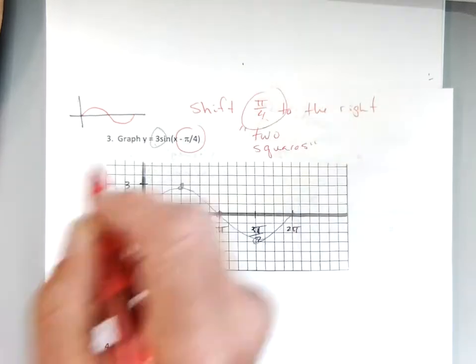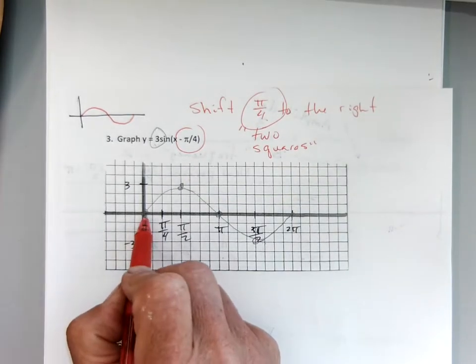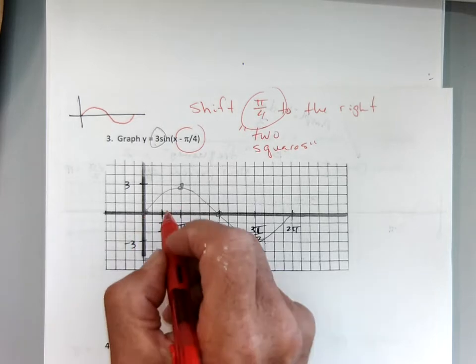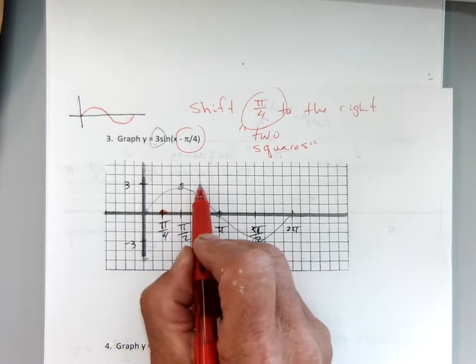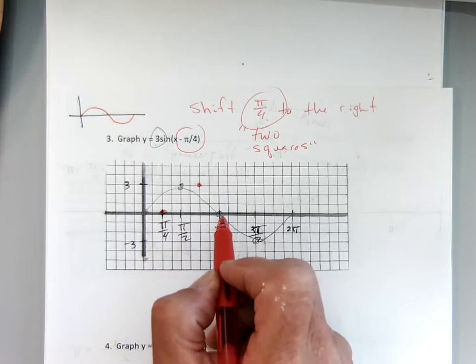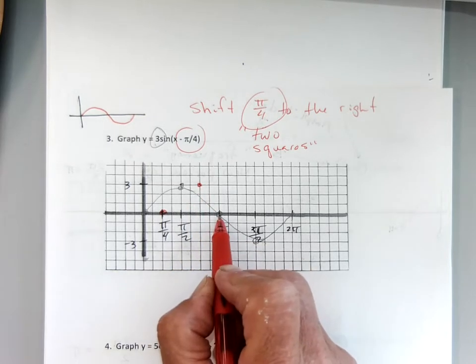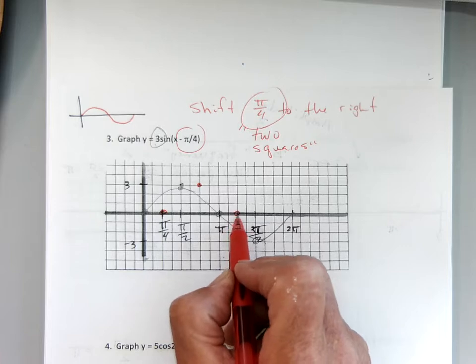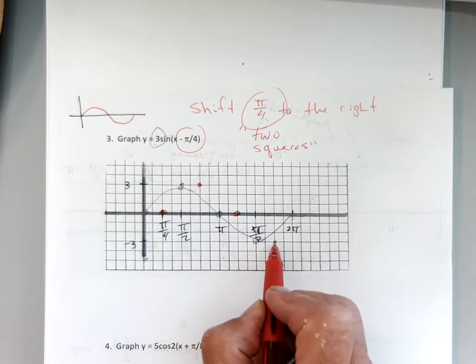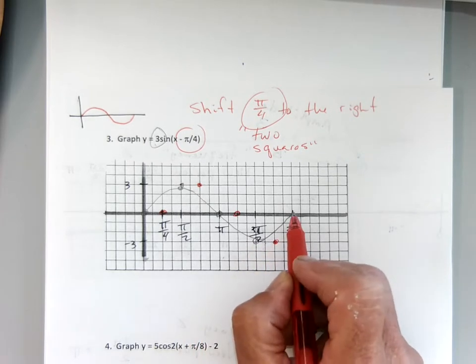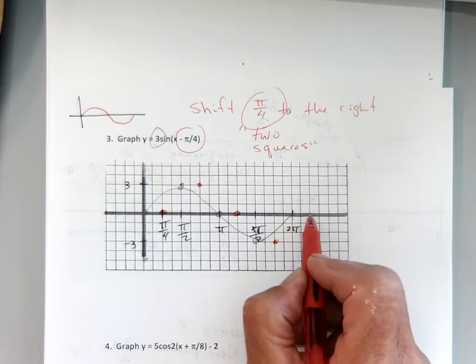Because 2 squares is pi fourths. All right, so this point at 0, 0 moves here, just over to the right. This point at the maximum just moves 2 squares over, which is pi fourths. This point at pi moves over pi fourths, 2 squares. This point at 3 pi halves, which is a minimum, moves over 2 squares, which puts me right there. And this point at 2 pi moves over pi fourths.